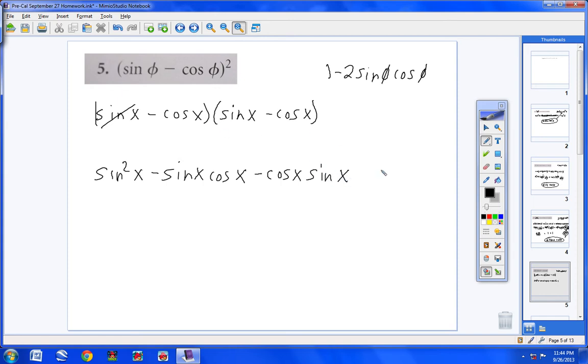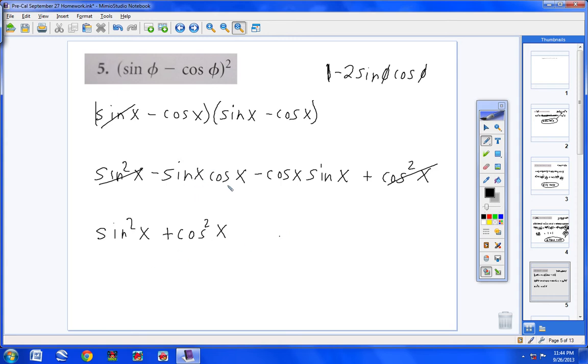And then negative cosine times negative cosine is positive cosine squared. Now, look at the answer they want you to get up here. Somewhere you're going to have to get a 1. So I'm going to go ahead and write sine squared x plus cosine squared x. I'm going to put those two side by side, because if you'll look at your Pythagorean identities, sine squared plus cosine squared is 1. All right.